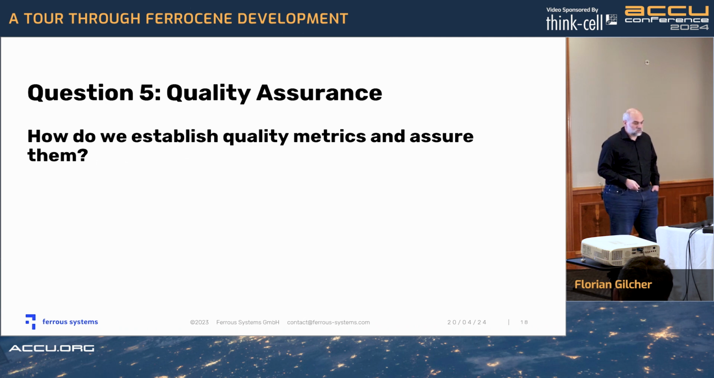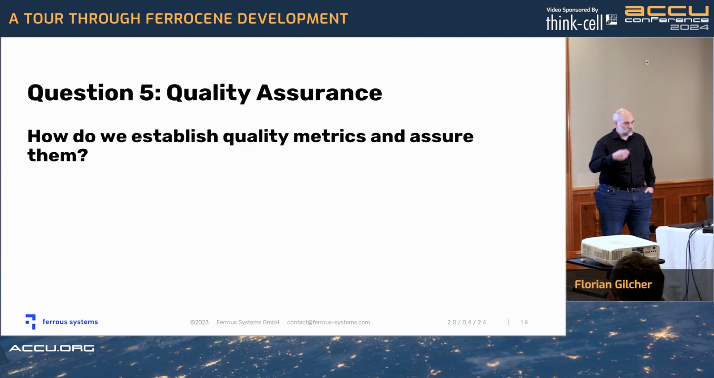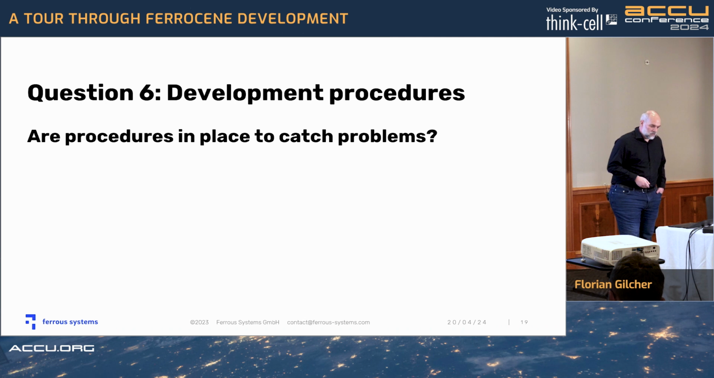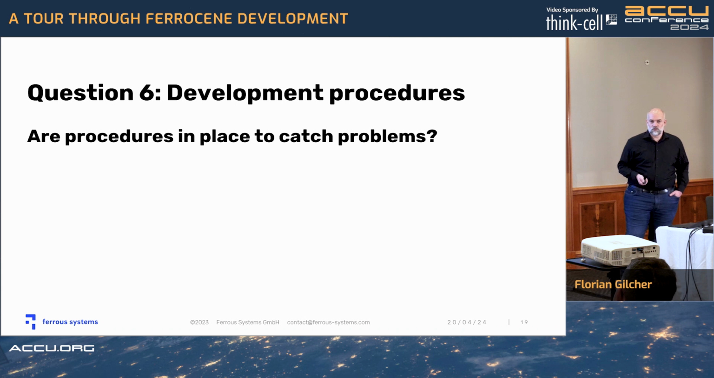Quality assurance. Do we have quality metrics, and how do we assure them? Will we be honest about our quality dropping or our quality improving? Can we make a tangible argument that those metrics are actually useful? And then development procedures in general. Are there procedures in place to catch potential problems?